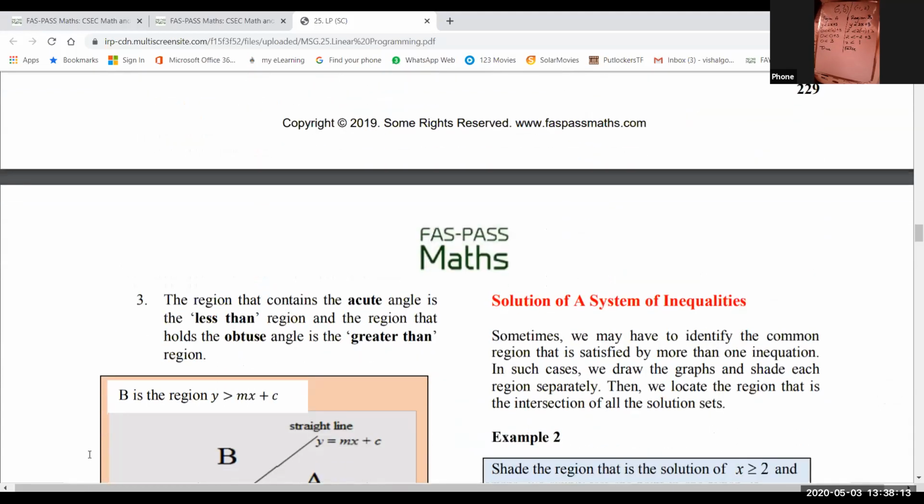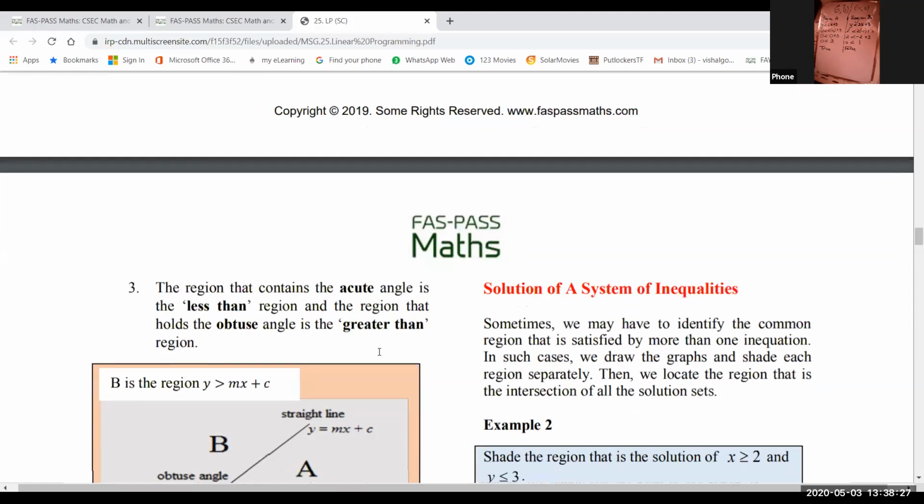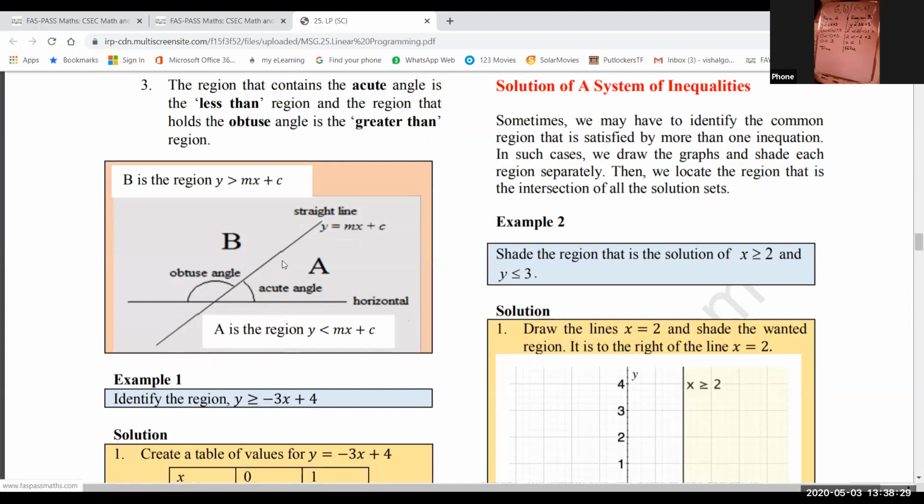The third step is to determine the region that contains the acute angle: that is the less than region. And the region that holds the obtuse angle is the greater than region. So this would have been the graph, and you just draw any horizontal line. Whichever side has the acute angle, that's the less than region, and whichever side has the obtuse angle, that's the greater than region. This is quite simple, right? Agreed?